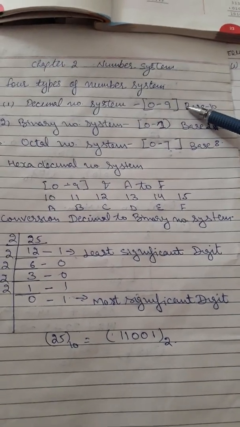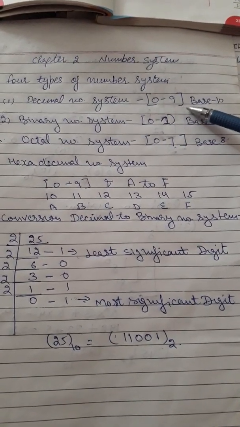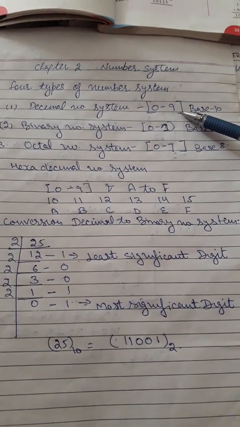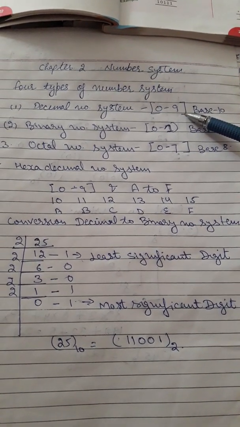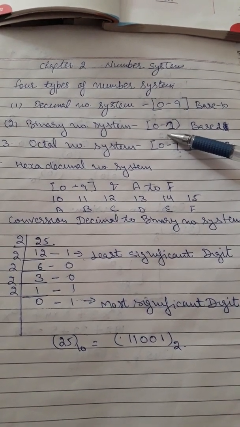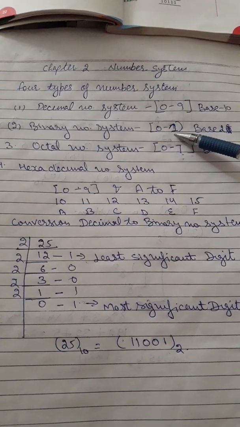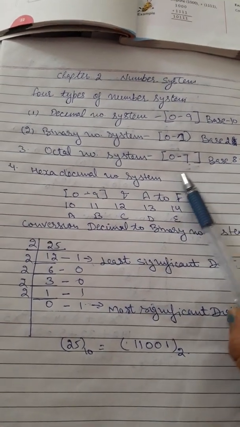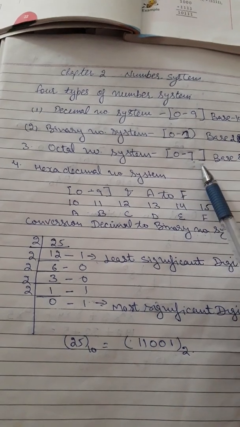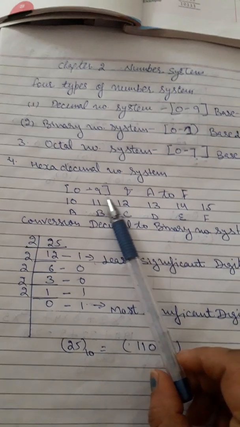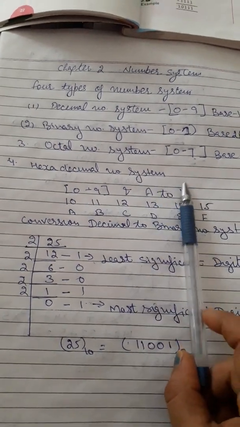In decimal number system, we have a base 10. We are using 0 to 9 digits in the decimal number system. And in binary number system, we are using only 2 digits, 0 or 1. Base is 2. And in octal number system, we are using digits from 0 to 7. Then base is 8.